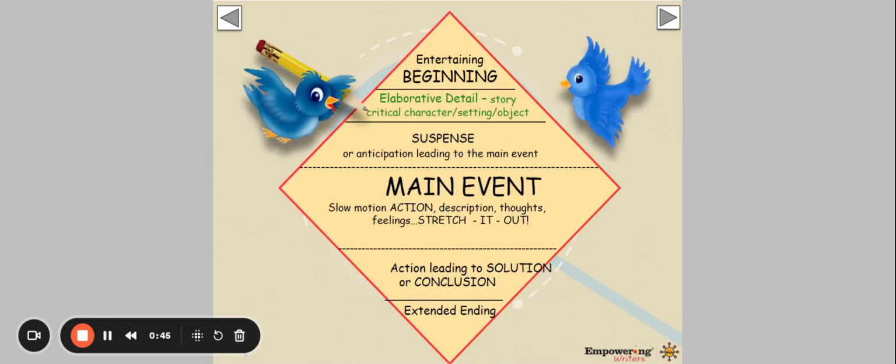Elaborative detail is the ability of the author to stop the story action and describe something important in the story, a story critical character, setting, or object. And if you look at the narrative writing diamond, you see that elaborative detail comes right after the entertaining beginning.